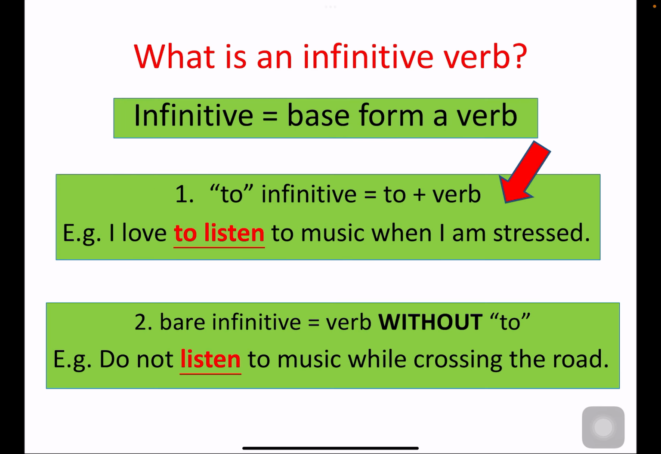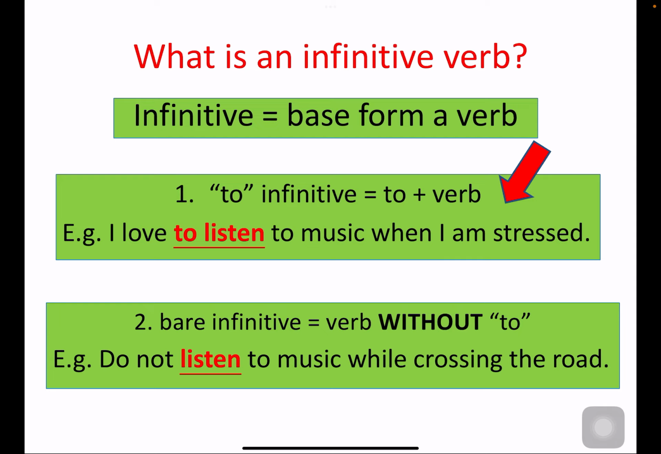So what is an infinitive verb? An infinitive is the base form of a verb, and there are two types of infinitives in English. The first type is to infinitive, the verb with to. I love to listen to music when I am stressed. To listen is the to infinitive in the sentence. The second type is the bare infinitive. That is the verb without to.